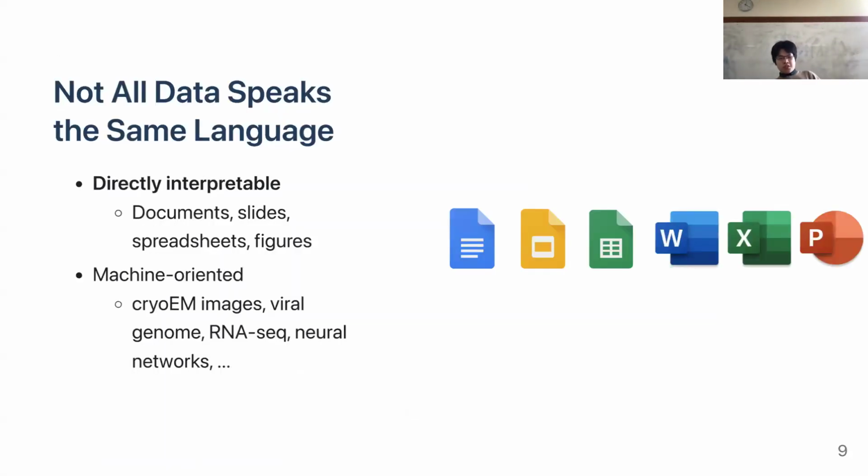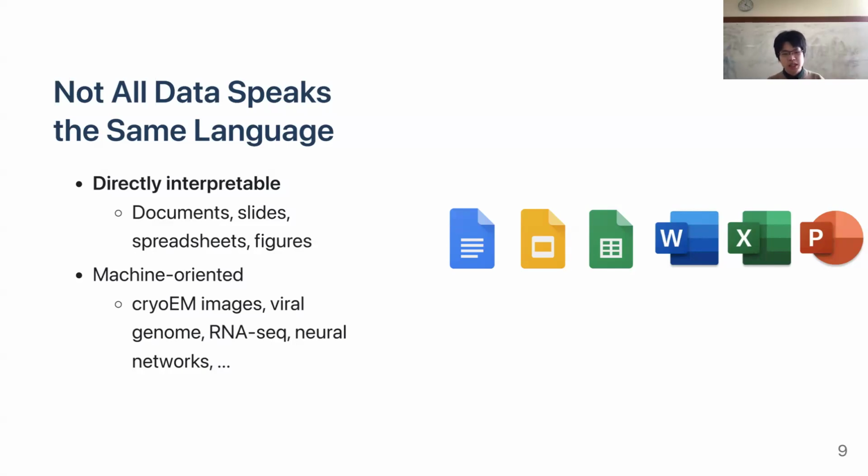So I'd like to split the data into two types. The first type is going to be directly interpretable. Broadly speaking, there are documents that you write, slide decks you make, spreadsheets, figures. And these pretty much resemble what you see from the pre-computer era, those books or pages or pictures.